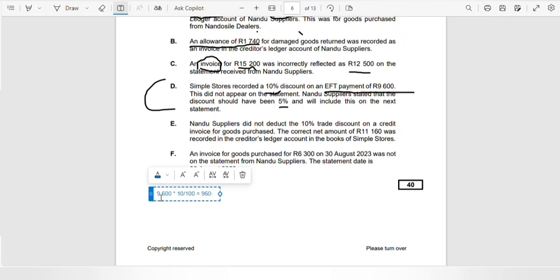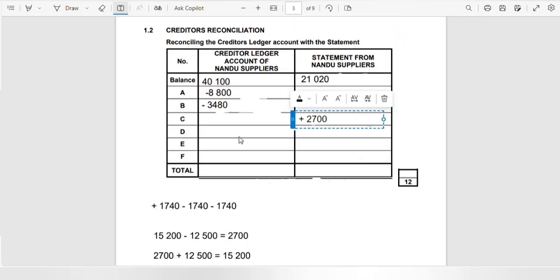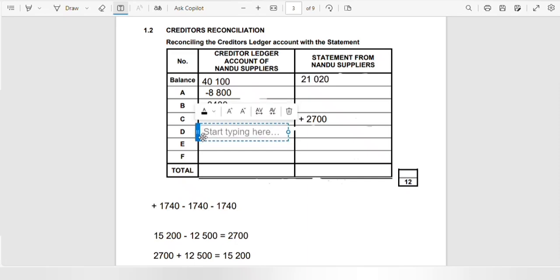Now we did the wrong thing. What we have to do is to subtract it by the 5%. So what we have to do is say divided by 2 to get the 5%. We don't have to use other calculations. So 9,600 divided by 2 is going to be 4,800. So in our case we're going to say plus 4,800 because what we did is minus more money that we did not have to minus. Now we are going to add the money back.